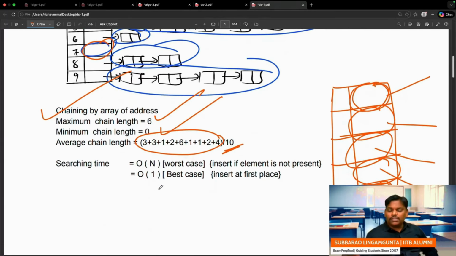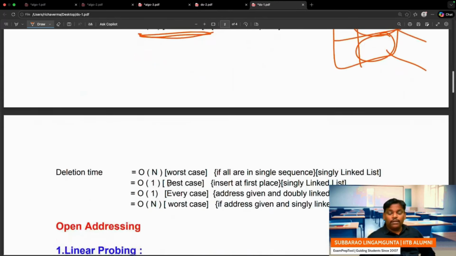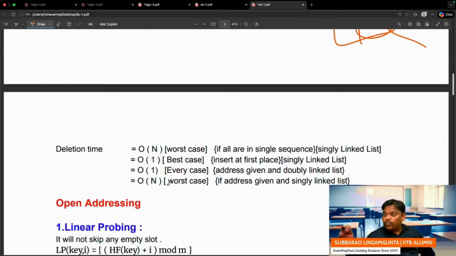Now in chaining, what is the searching time? Suppose all elements went to the same slot. If all went to different slots, that is the best case. Best case is 1. If all elements went to the same slot, the worst case and average case will come. So chaining best case is 1, worst case and average case become n. Okay, perfect.